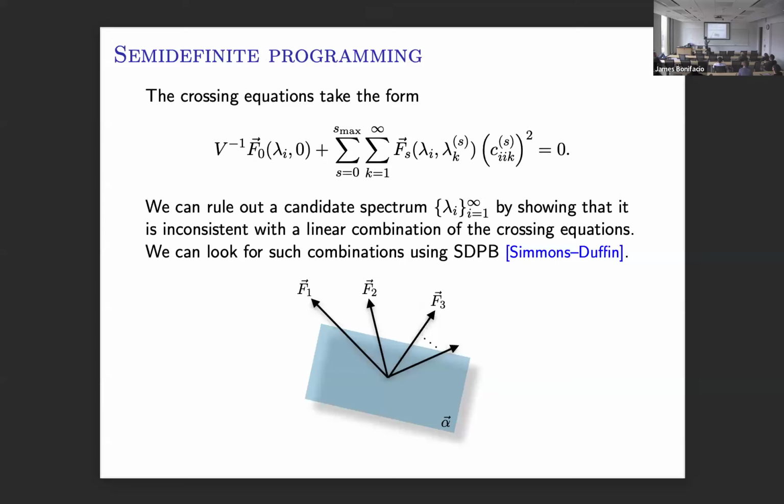Roughly, the crossing equations take the following form, where I have some infinite sum of vectors with coefficients which are non-negative. The sum rules tell you that this linear combination of these vectors must vanish. And depending on the vectors you have, that may or may not be possible. For example, if all of these vectors fall on one side of a plane, then there's no positive linear combination of them that can ever equal 0. So you postulate some spectrum that determines these vectors, and then you try to see if there exists a plane such that they all fall to one side of that plane, thus showing that they could never satisfy the sum rules. You can automate this search using this nice program called SDPB, which was written by Simmons-Duffin for the conformal bootstrap. Okay, that was a bit fast. Does anyone want to ask anything about this before I show some plots?